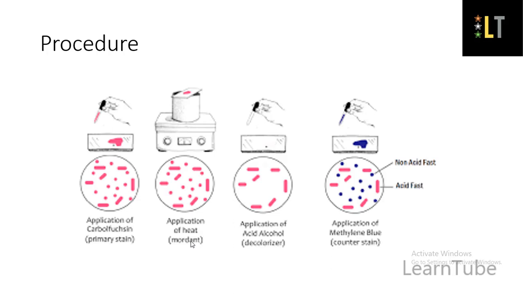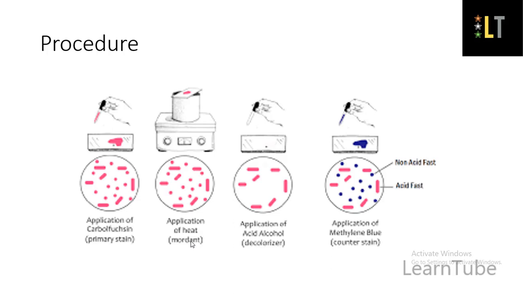So after heating it for say 2 to 3 minutes, either you can use dry heat technique where you will directly heat the slide on a burner, or you can go for steam where you will allow the water to boil and that steam is used as a mordant. After that, you will add the decolorizing agent, which may be your acid alcohol solution. Around 4 to 5 drops will be added so that complete removal of the carbol fuchsin stain occurs.